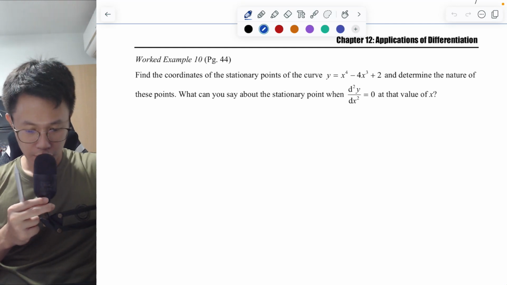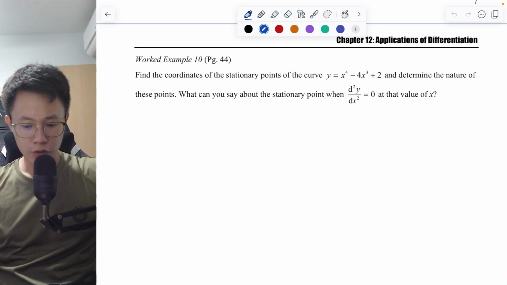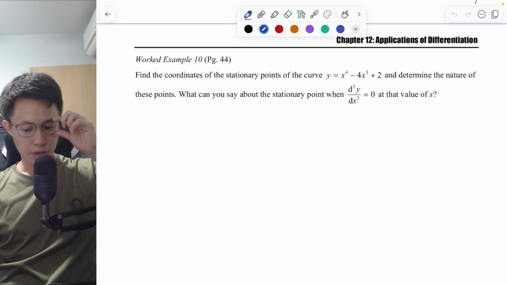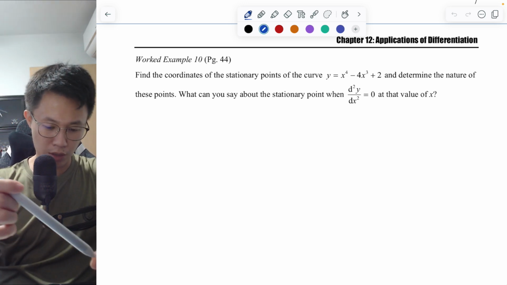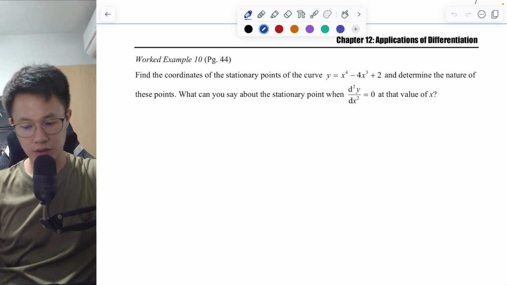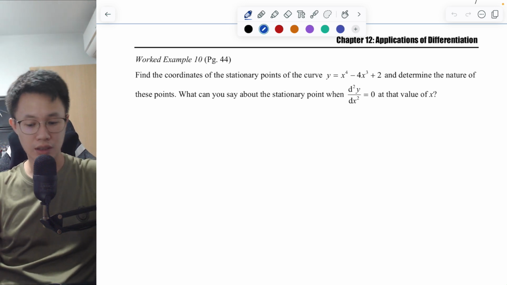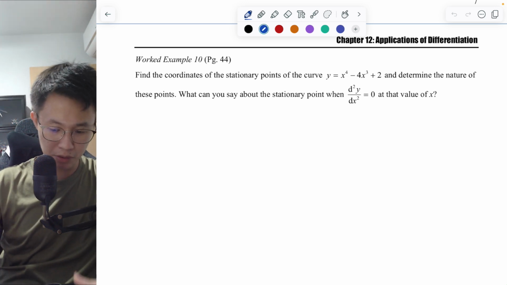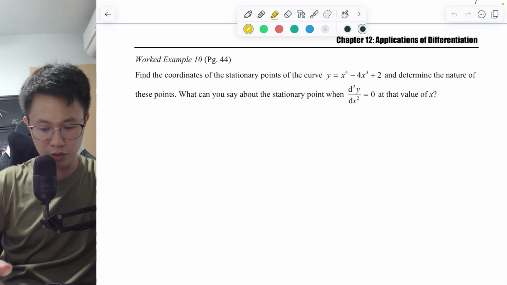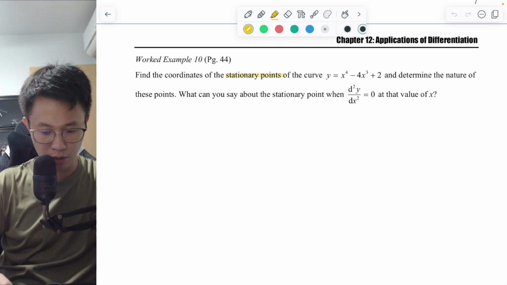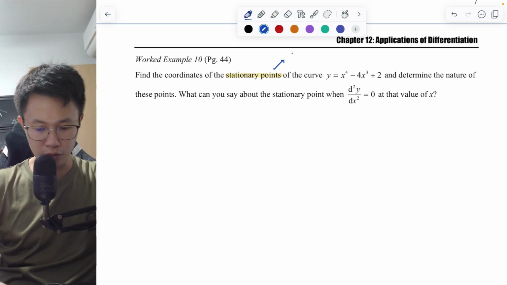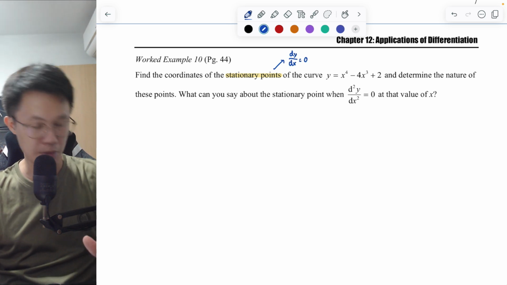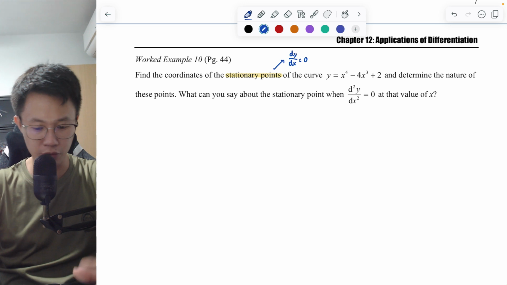Okay, welcome to this lesson on finding coordinates of stationary points. We want to determine them. In this case, we have two methods: the first derivative test or the second derivative test. The first clue is that at stationary points, the differentiation of the curve, which is the gradient dy/dx, equals 0. It's either a maximum point, a minimum point, or a point of inflection.